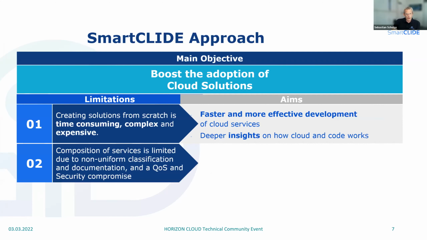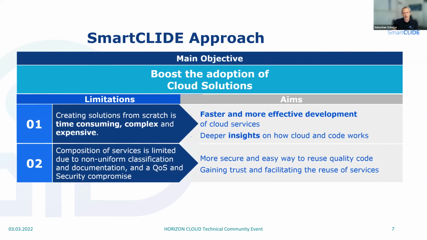The second limitation, if you want to create new applications by composing services, is that this is quite limited because there is no uniform classification and documentation. And it's always a compromise between quality of service and security. What we are aiming at in SmartCLIDE is to provide a more secure and easy way to reuse quality code, and also to gain trust and facilitate the reuse of services.